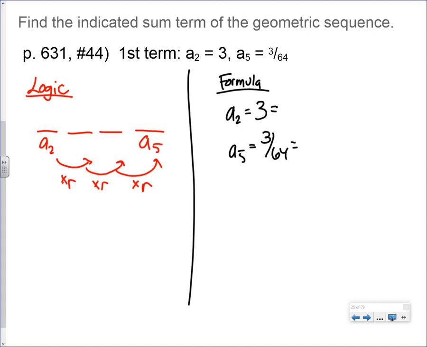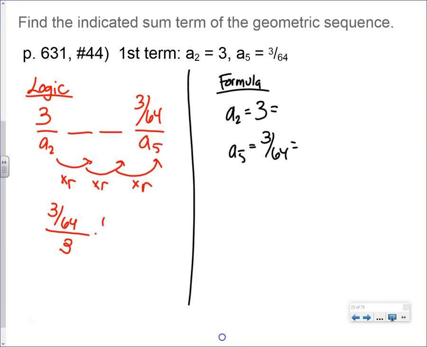Close. I need 3 jumps. Yours was 2. So if it was only 2 jumps, it would be 1/8. Since it's 3 jumps, it's actually going to be 1/4. But how did I figure that out? Think of Jacob's way of taking the latter and subtracting the earlier, but now we're not subtracting, we're dividing. So what's 3 over 64 divided by 3?